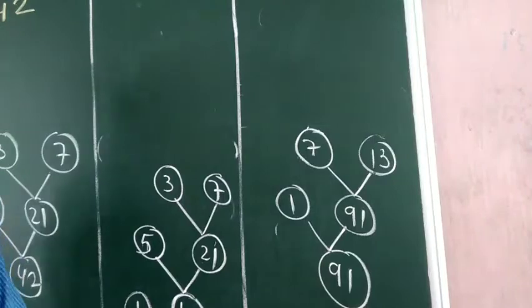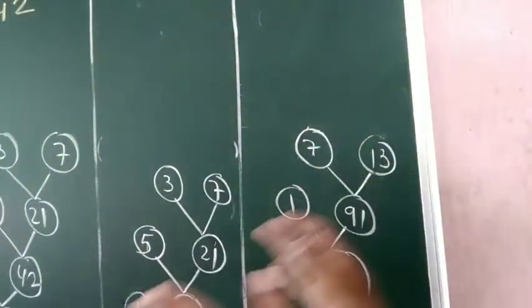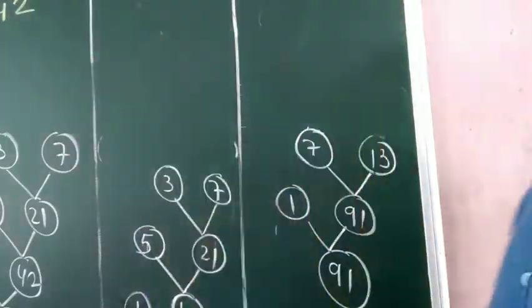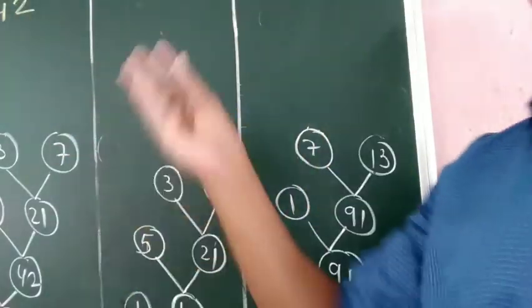Okay? So this is today's class about our factor tree. Factor tree means what? The factors are spreading like branches here. So it is looking like a tree. So its name is factor tree.